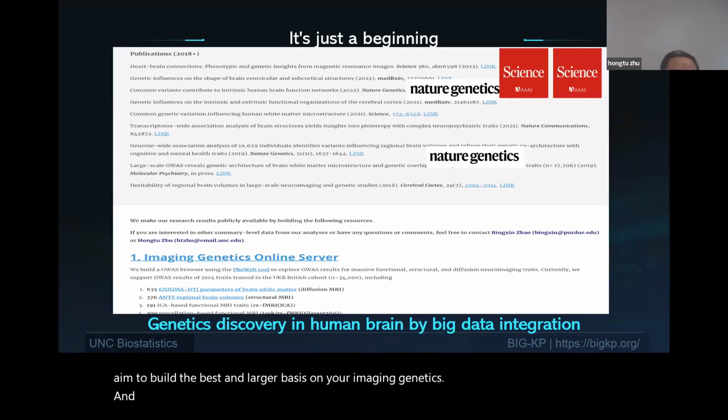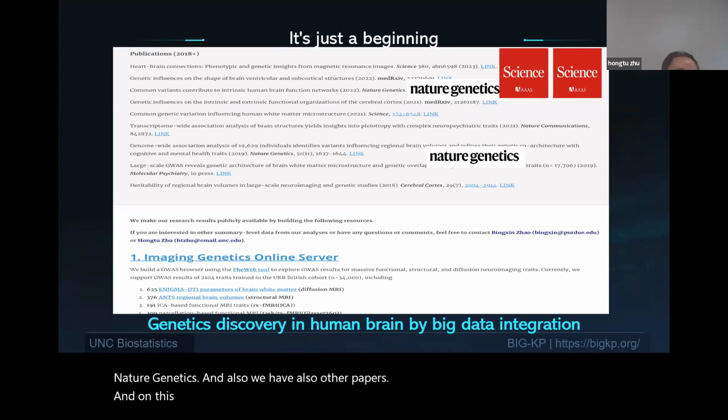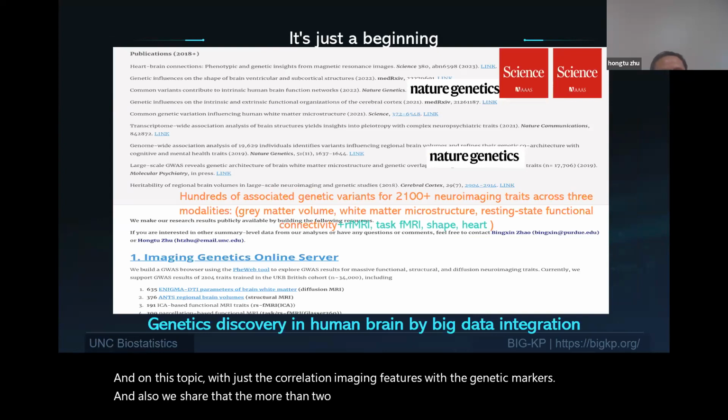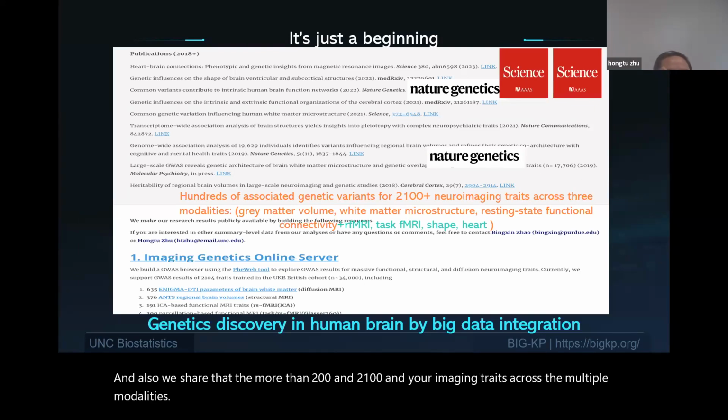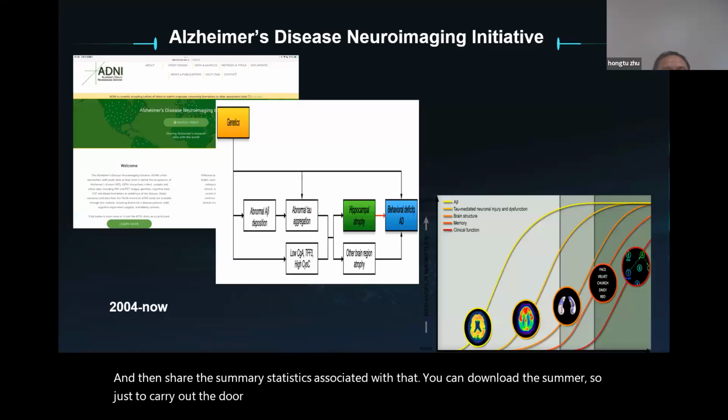Of our recent work, we published two papers in Science and two papers in Nature Genetics, and several other papers. On this topic, we correlate imaging features with genetic markers. We share more than 2,100 neuroimaging traits across multiple modalities, along with the associated summary statistics. You can download the summary statistics to carry out downstream analysis.